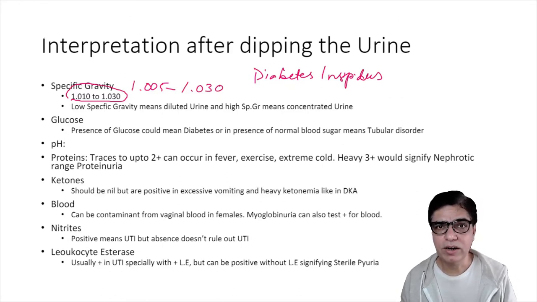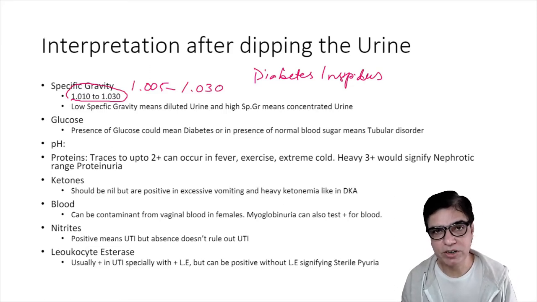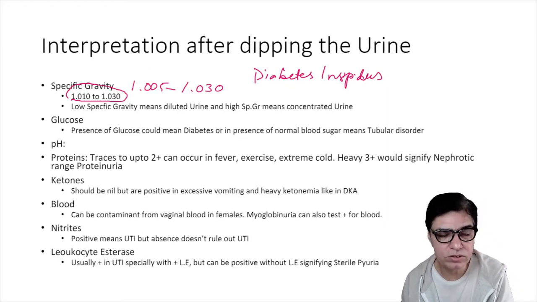So remember, diabetes insipidus can be nephrogenic or cranial. Obviously, you cannot diagnose what type of diabetes insipidus it is. You need the water deprivation test to diagnose it. But it can give you a hint that diabetes insipidus might be the reason for this child's diluted urine.